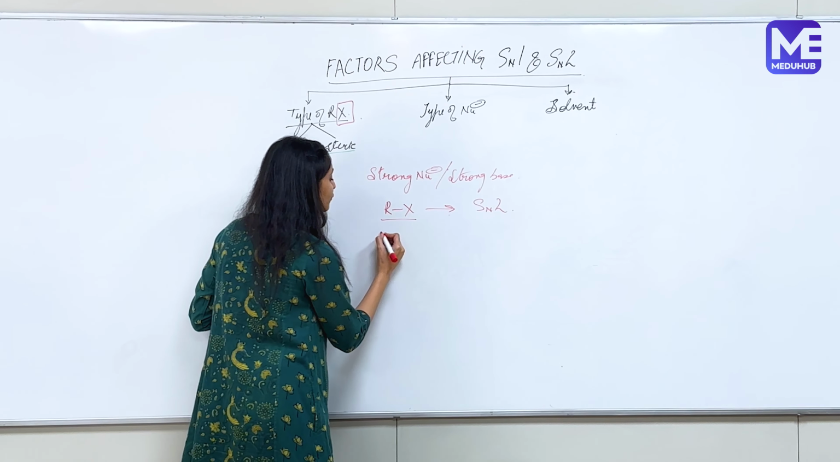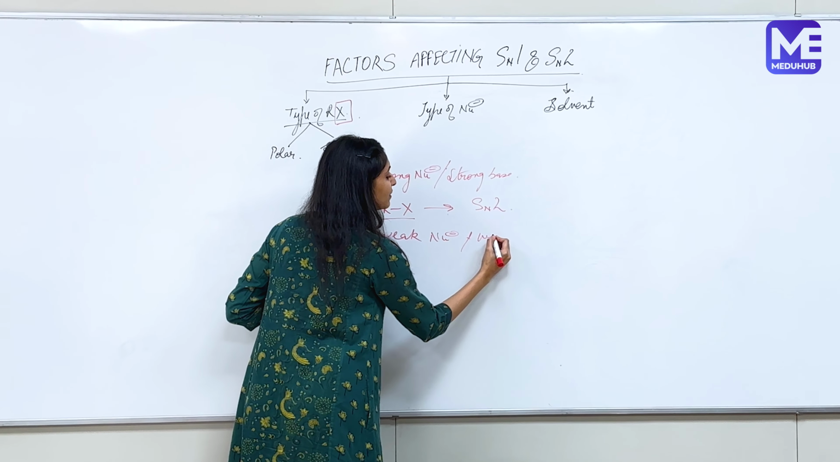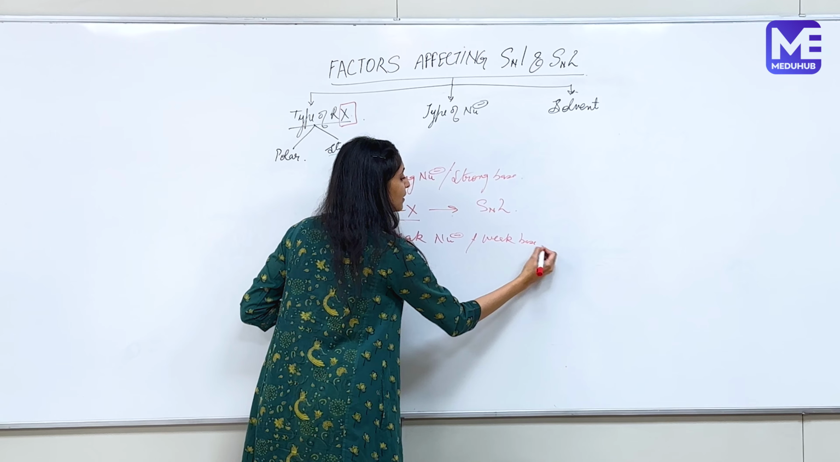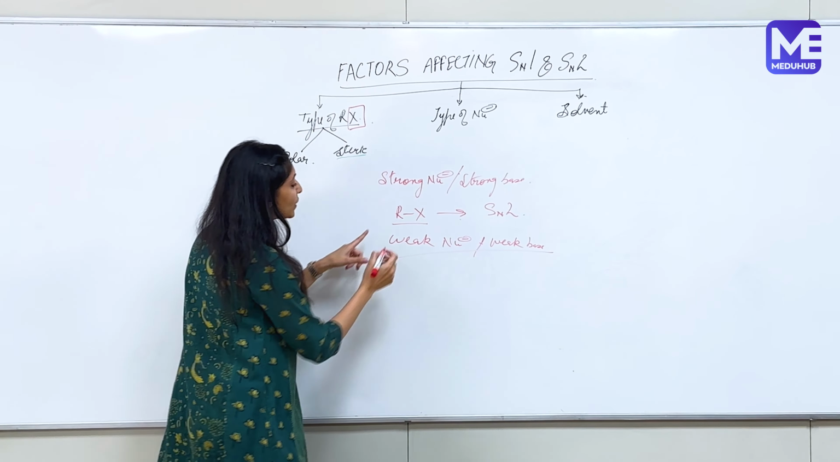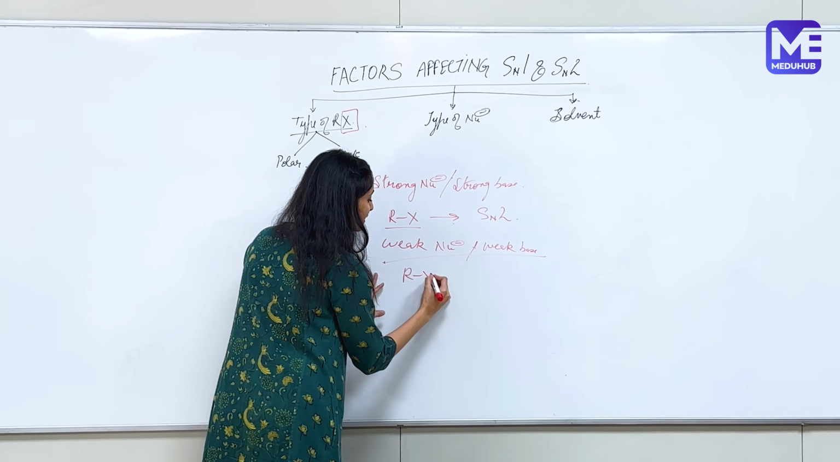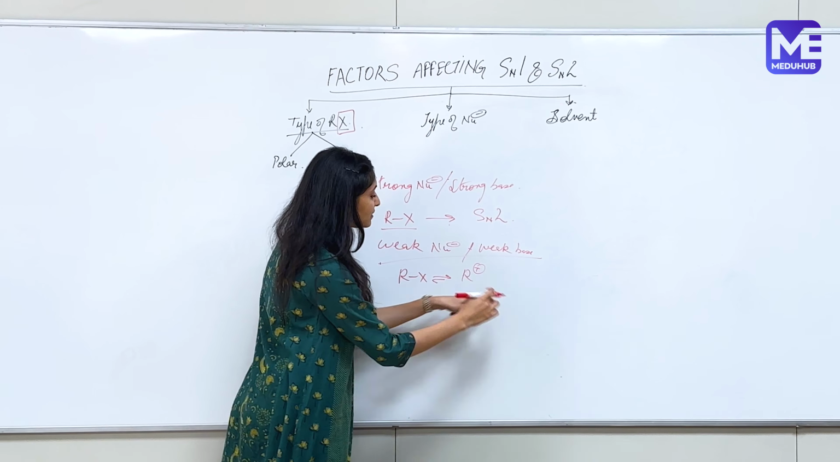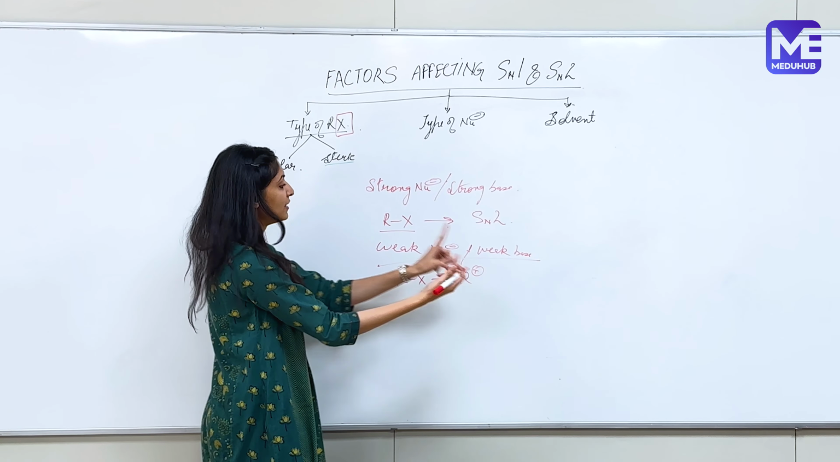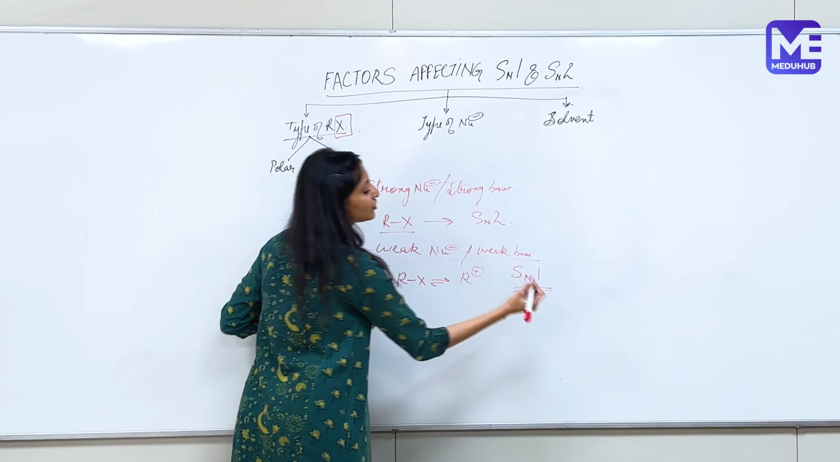But in the case of a weak nucleophile or a weak base, this will have less affinity for attachment to the Rx. So what will it do? It will wait for Rx to dissociate into a carbocation, and then it will attack this carbocation to form the final product. This means a weak nucleophile favors an Sn1 reaction.